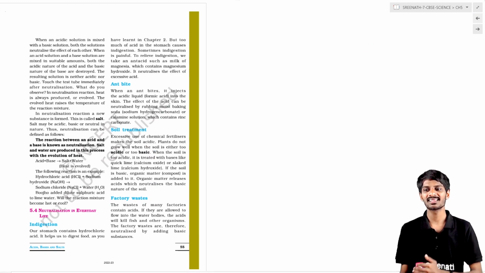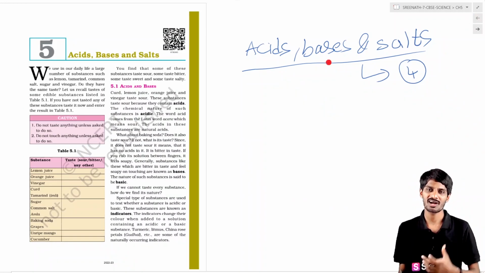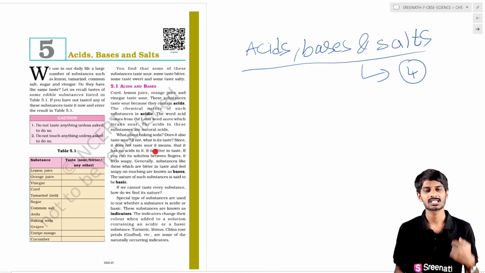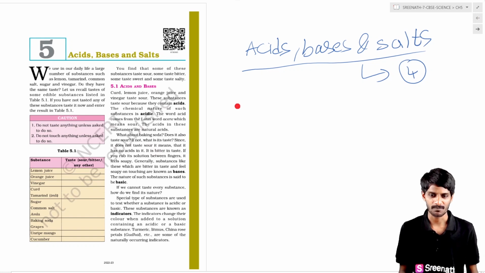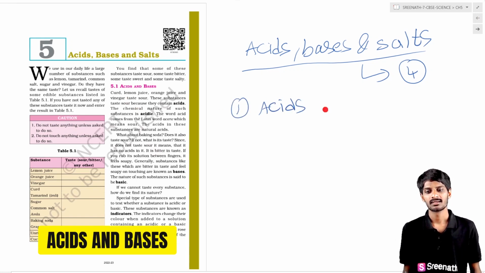So we have completed the overview of our chapter. Now we will enter into the deep discussion of the chapter. We'll discuss every topic in detail. So without wasting time, we are going to start this session. So what is the first topic? It is acids and bases. Okay, what are acids and what are bases?